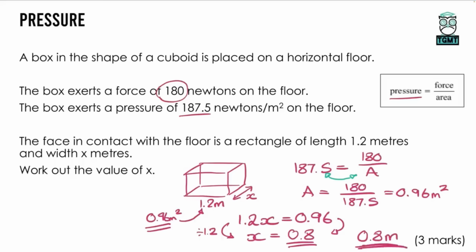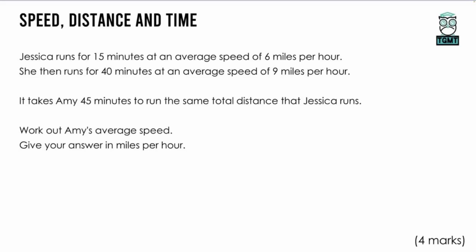And there we go, there is some reverse pressure to find the area. So moving on to some speed, distance and time. It says here Jessica runs for 15 minutes at an average speed of 6 miles per hour.